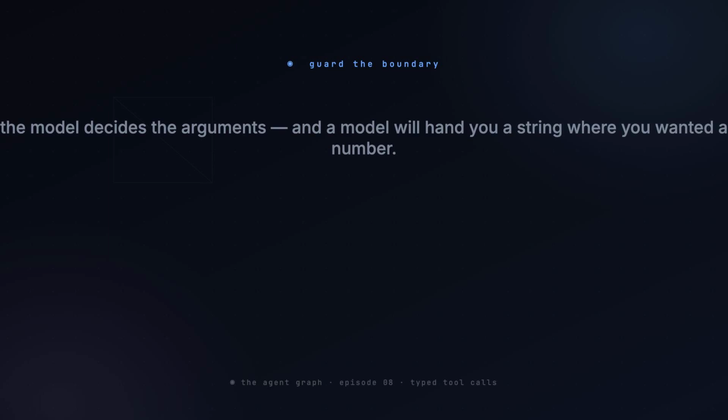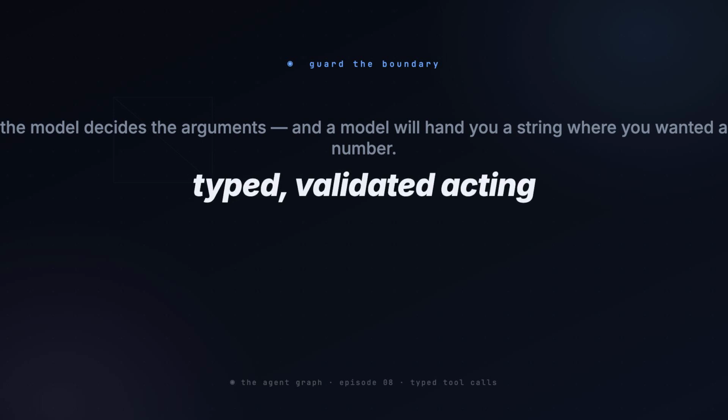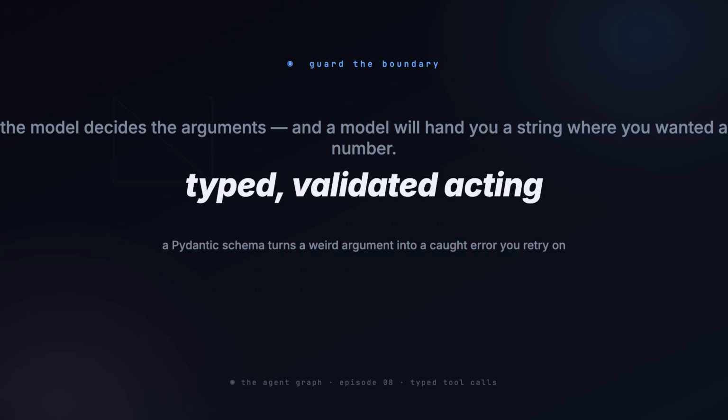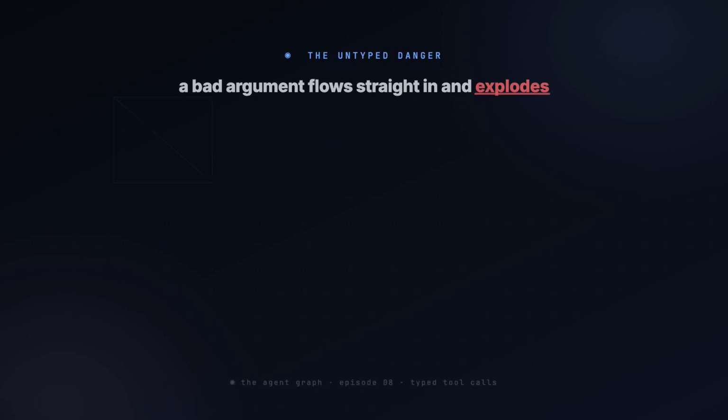Last episode, you wired a deterministic tool node. The agent could finally act on a real environment, but there's a gap. The model decides the arguments, and a model will hand you a string where you wanted a number or skip a field entirely. Today, you make tool calls typed, so a weird argument becomes a caught error you can retry on, not a crash.